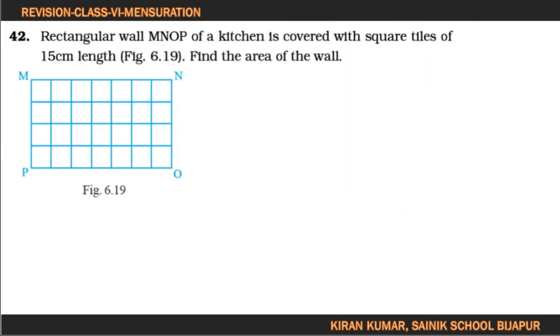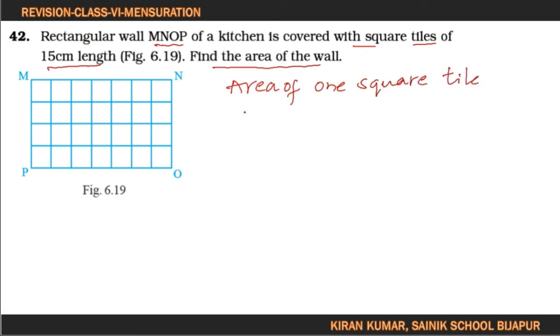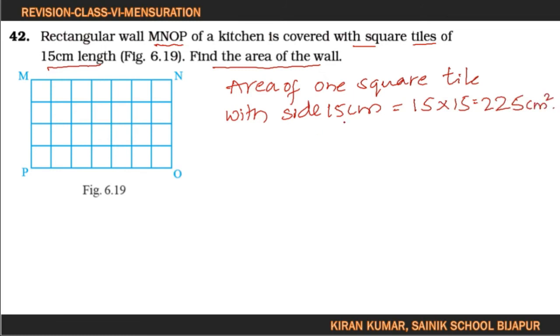Next question is, a rectangular wall MNOP of kitchen is covered with square tiles 15 centimeter in length. Find the area of the wall. Here, area of one square tile with side 15 centimeter will be equal to 15 by 15, which is 225 centimeter square.